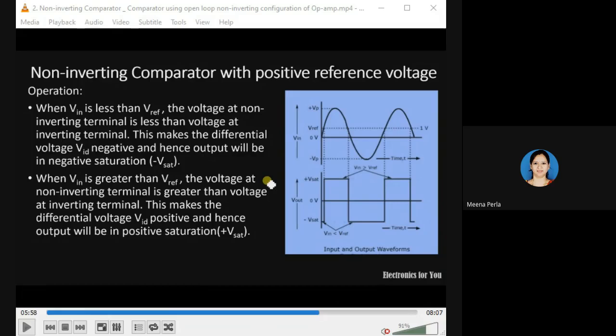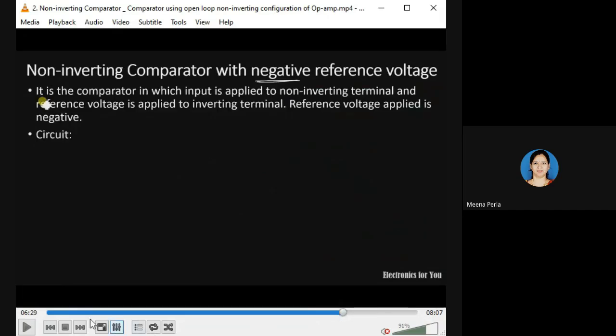So now we'll move further with the second type, that is the non-inverting comparator with positive reference voltage. Sorry, negative reference voltage. So as stated, in the non-inverting comparator with negative reference voltage, what will be the change? The reference voltage will be negative. As we know, in this comparator the input is applied to the non-inverting terminal and the reference voltage is applied to the inverting terminal, and the reference voltage applied is negative.